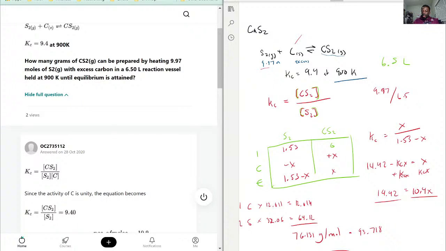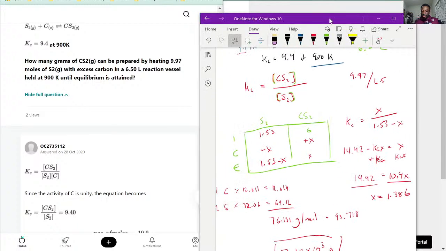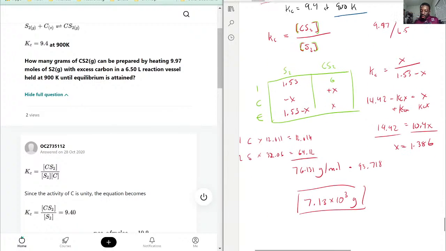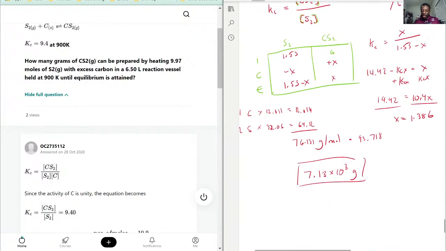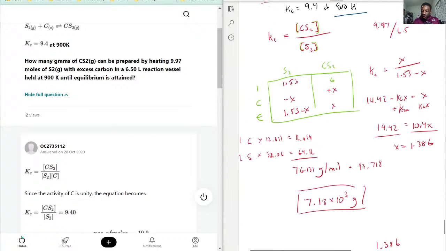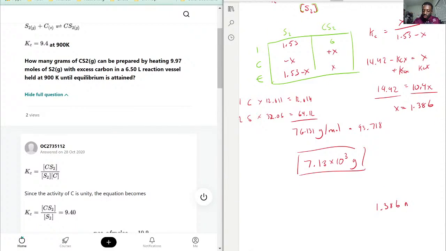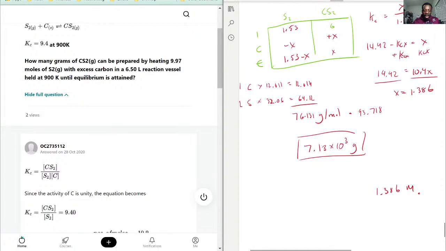Divide both sides by 10.4, and we get x is equal to 1.386. So that's a much more reasonable x for sure. Okay. And because now we know the concentration of x, 1.386 is how much was changed for the concentration. That's still moles per liter. Okay. But we still have 6.50 liters. So then that would be times 6.50.